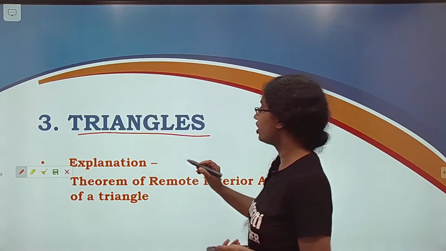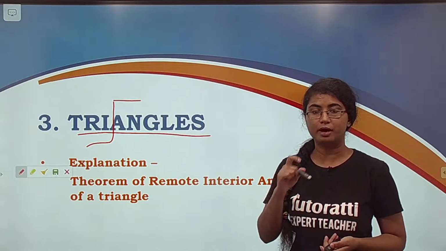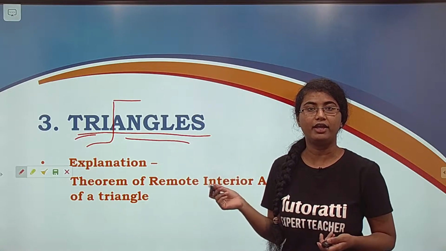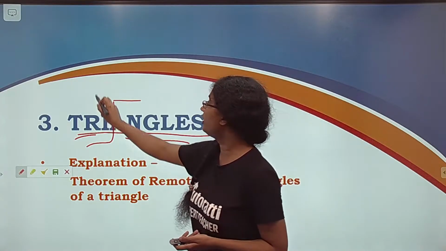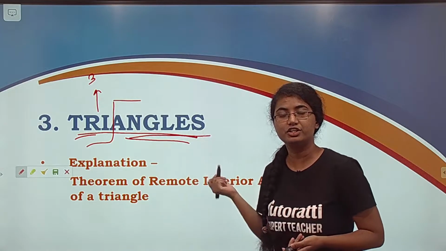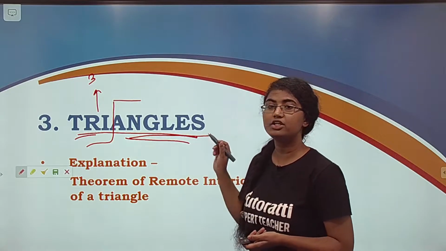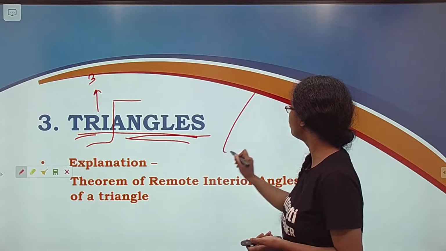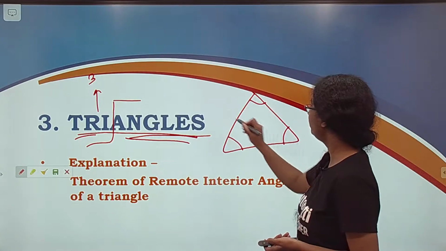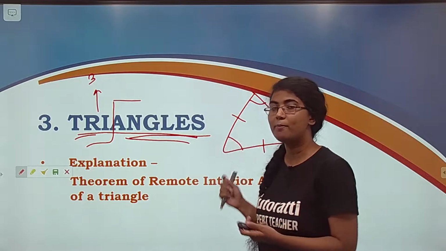Okay, so this term triangles is made up of two parts. What are these two parts? Tri and angles. Tri means three, and angles is what we have already studied in geometry. So basically a triangle is nothing but a closed figure with three angles and three sides. This is what we know about triangles.